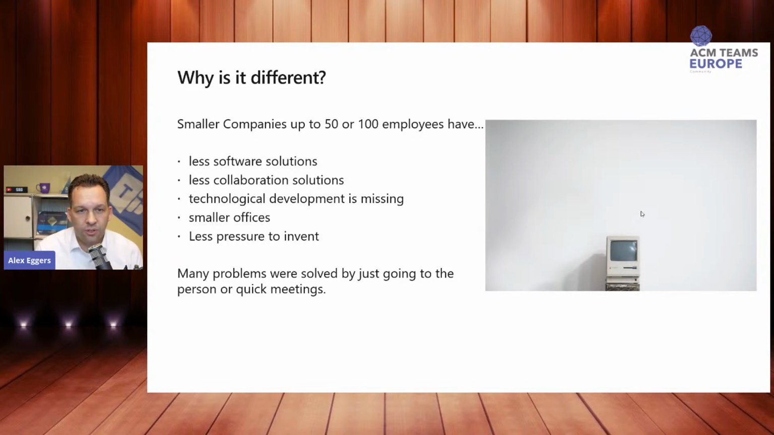So why is it different? Smaller companies, up to 50 or 100 employees, are really small companies. What you need to know is that they have fewer software solutions. They are not using so many software tools. They mainly have maybe Outlook and an ERP system, or maybe 2 more programs, but they're not used to having so many different programs. So when we adopt a new solution, we need to talk about this, that they are not used to getting a new solution so often. So it's new for them.